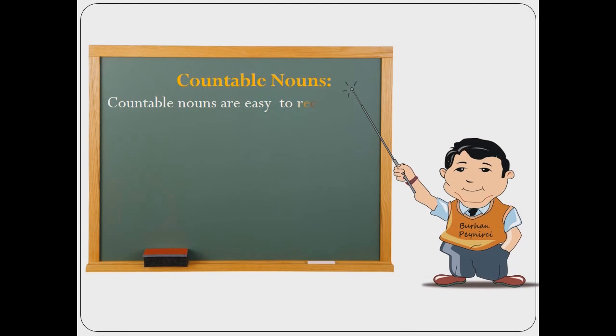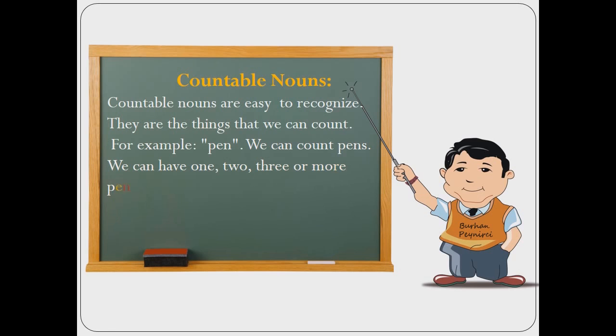Countable nouns are easy to recognize. They are the things that we can count. For example, pen. We can count pens. We can have 1, 2, 3 or more pens. Now, let's give some more examples.